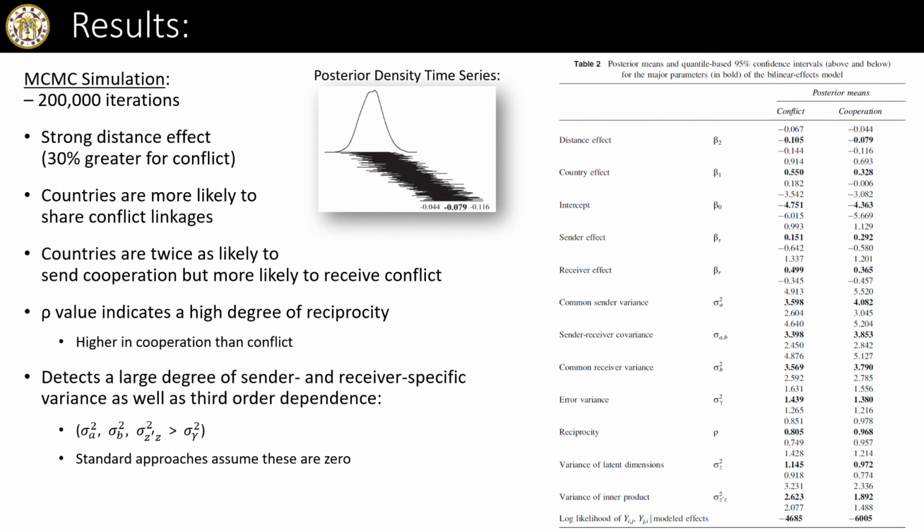The rho value, about 0.8 for conflict and 0.9 for cooperation, indicates a high degree of reciprocity between states, although it's higher in cooperation than in conflict. And then finally, to the crux of their paper, where they want to discuss these third-order dependencies, they show that there's a large degree of sender and receiver specific variance as well as third order dependence. You can show that because sigma A squared, sigma B squared, and sigma Z transpose Z squared are all greater than sigma gamma squared.